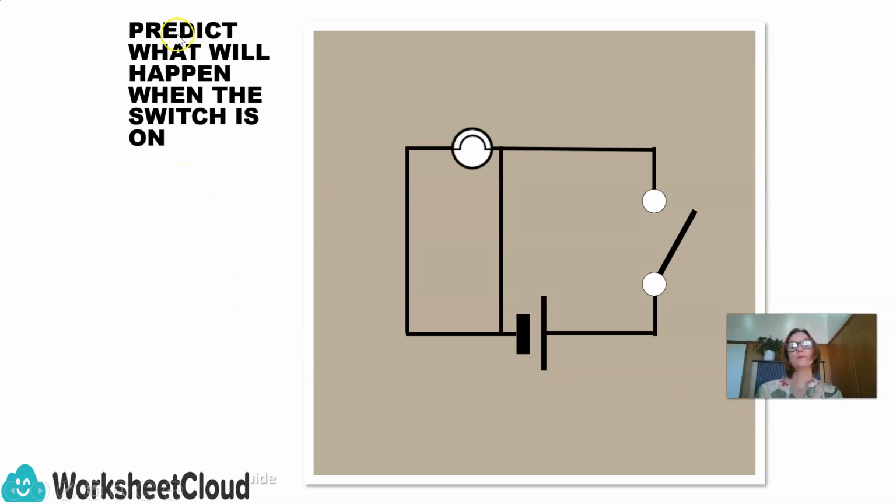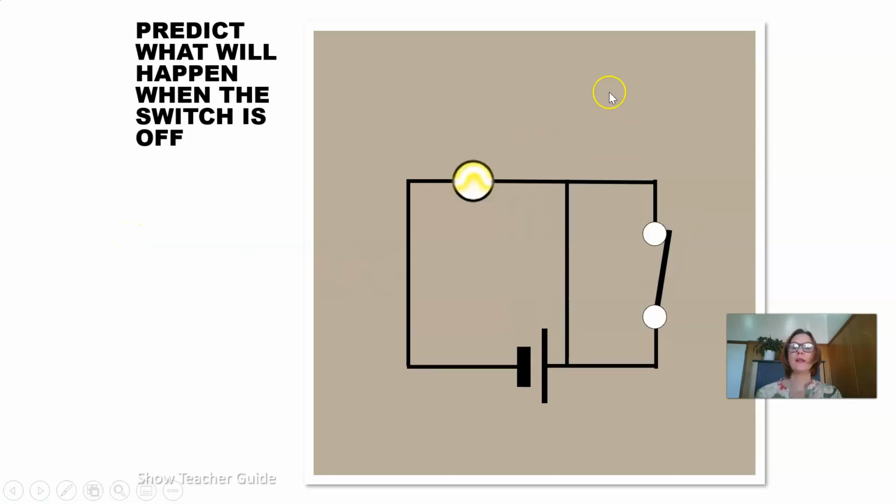So let's predict what will happen when the switch is on. Okay, so take a good look at this circuit diagram over here. Right, let me switch it on. Nothing happens. Okay, take the switch off. Nothing happens. Okay, let's take a look and decide, and I'm going to show you another one right now. This is called a short circuit. Okay, a short circuit. So let's take a look at what will happen here.